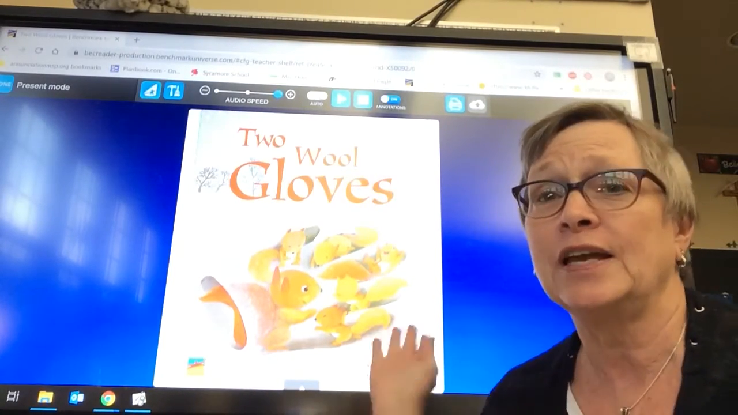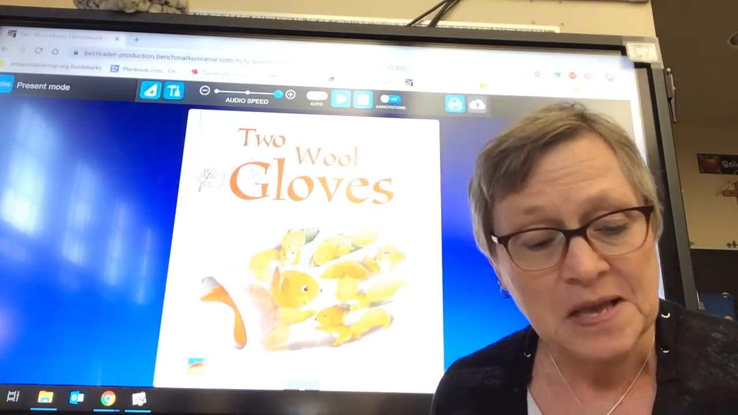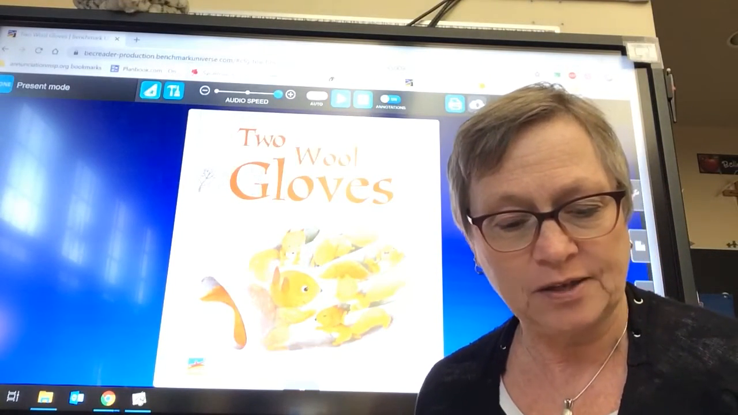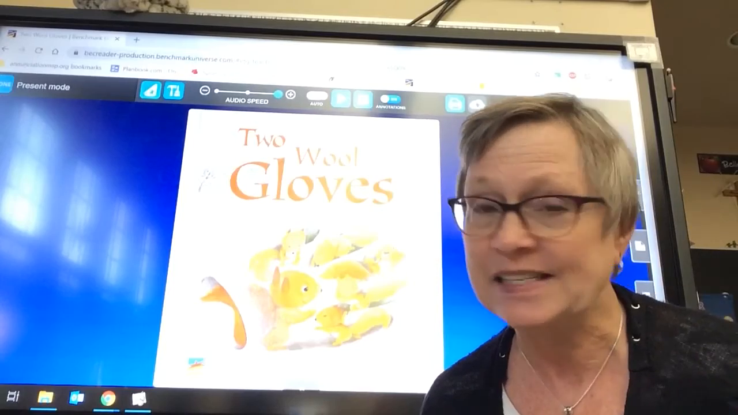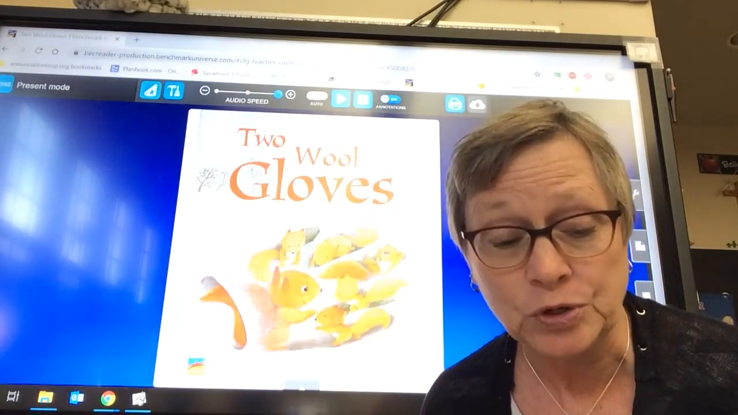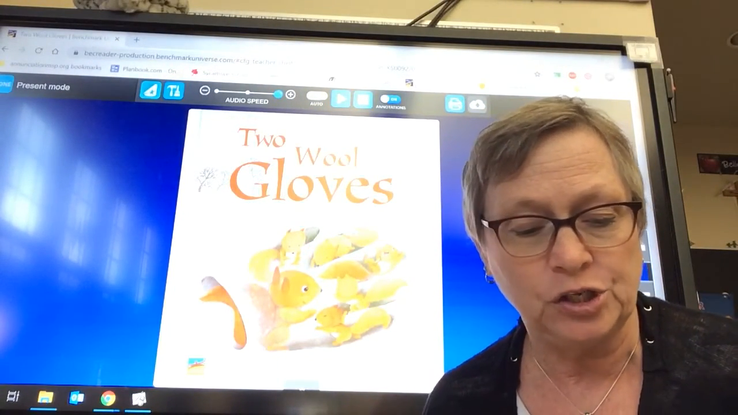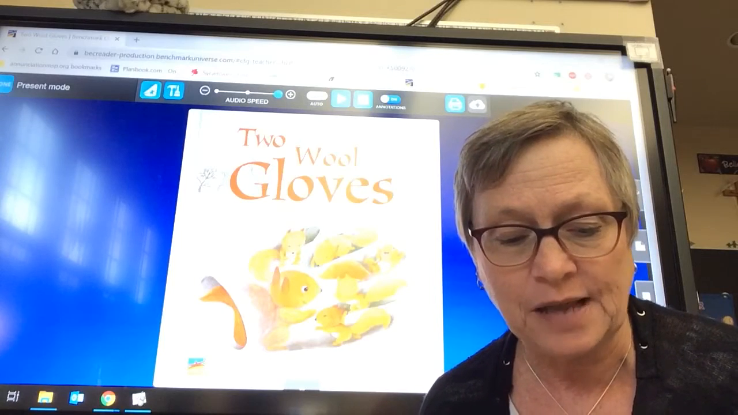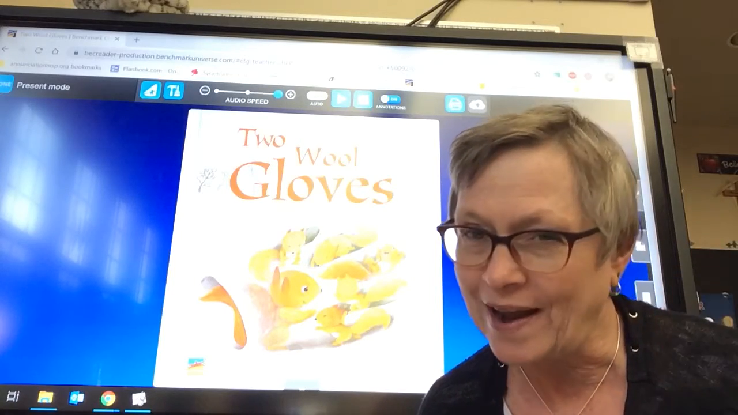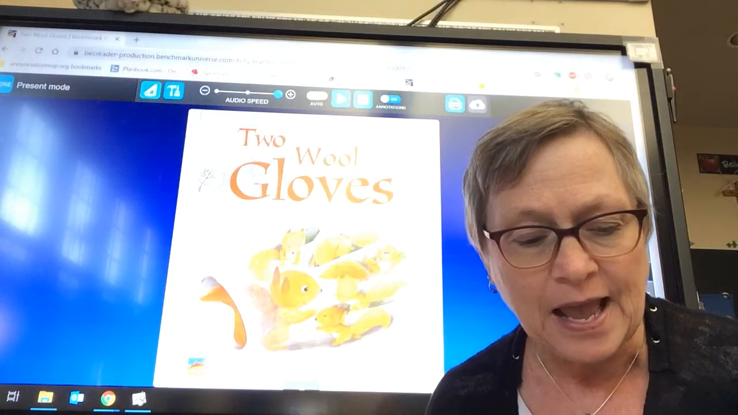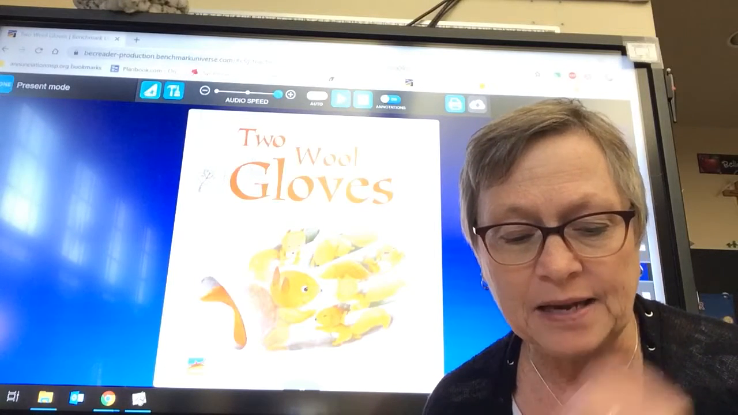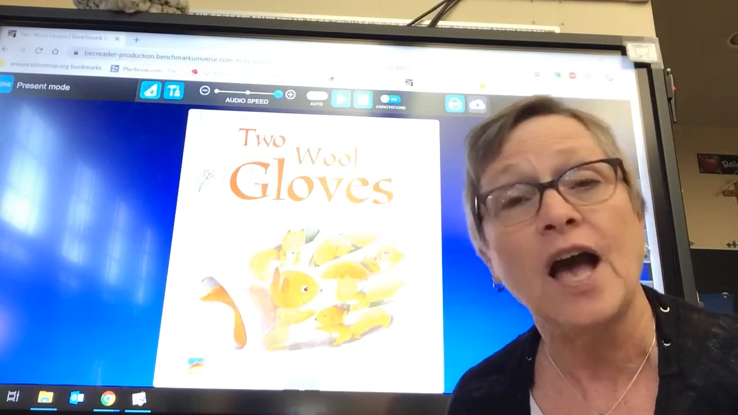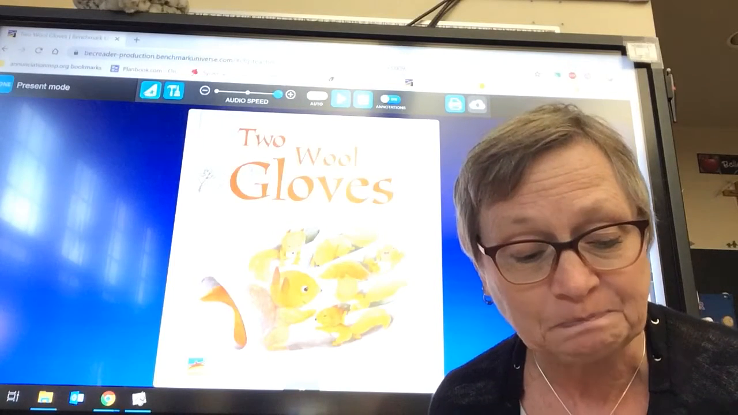We are still looking at The Two Wool Gloves. In our last mini lesson, we talked about the differences in meaning between similar verbs, action words. Earlier in this unit, we drew inferences about what an author didn't directly tell us. We can keep these skills in mind as we work on comparing and contrasting characters today.